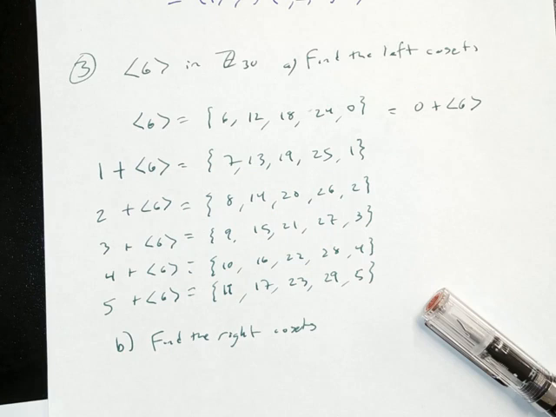Just because it's in Z30 and Z, the integers, the integers are abelian. That's where I can get this from. Which means right cosets and left cosets are the same. I'm done. I didn't have to do anything.